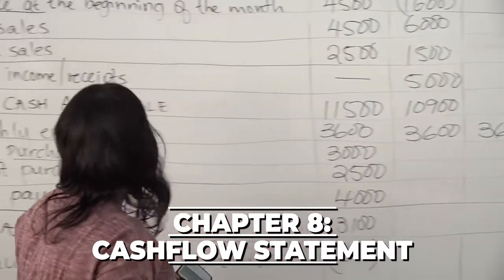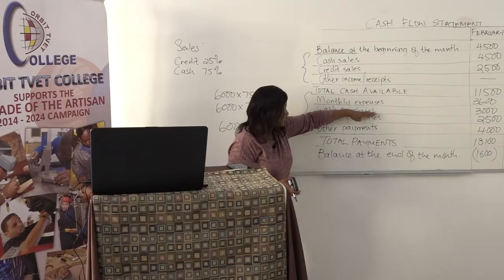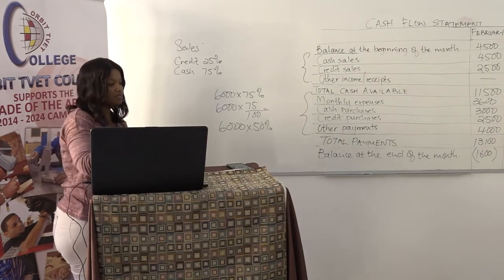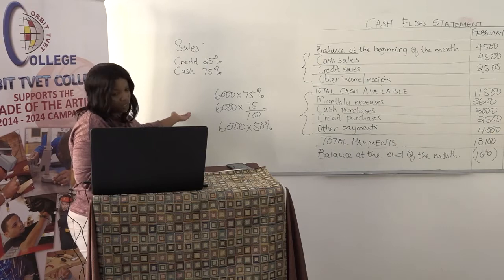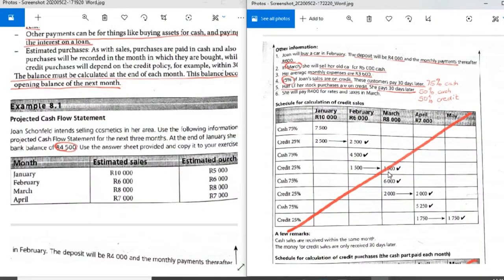It is our total cash available. We've dealt with the monthly expenses. We are just going to go to the cash purchases. Remember the policy of the business. It says that 50% is on cash, 50% is on credit. Now we check, we're dealing with March. How much was our estimated purchases? It was 8,000 rand. So it's very simple. 8,000, half of it is 4,000 rands.